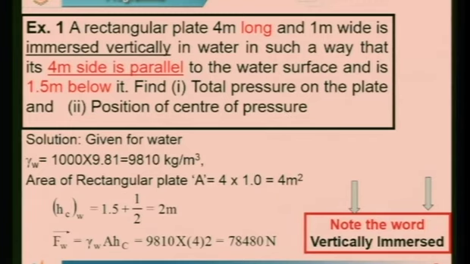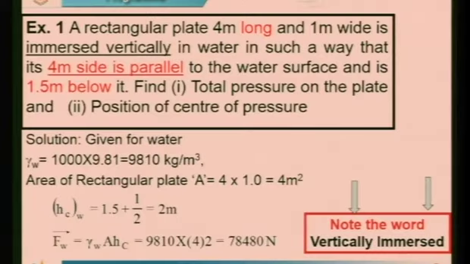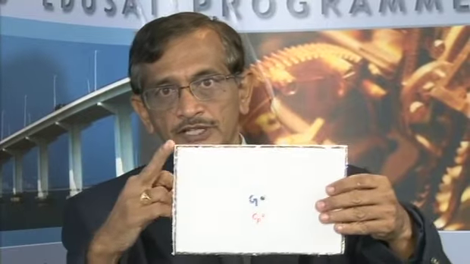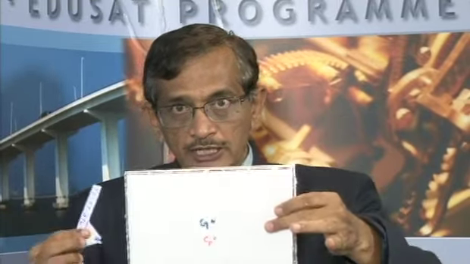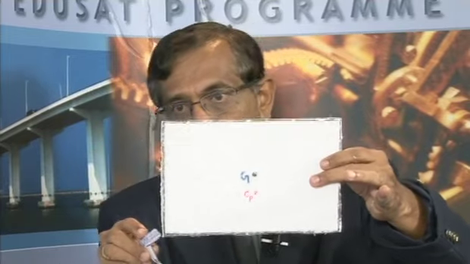Okay, but before we start, let me show you how it looks. You can see it's a rectangular plate of 4 meter long. You can take this as 4 meter long, and this depth you can see as 1 meter, and it is immersed vertically. It means you are in front of a water tank. In the water tank you are seeing this plate exactly like this as 4 meter here and 1 meter depth.